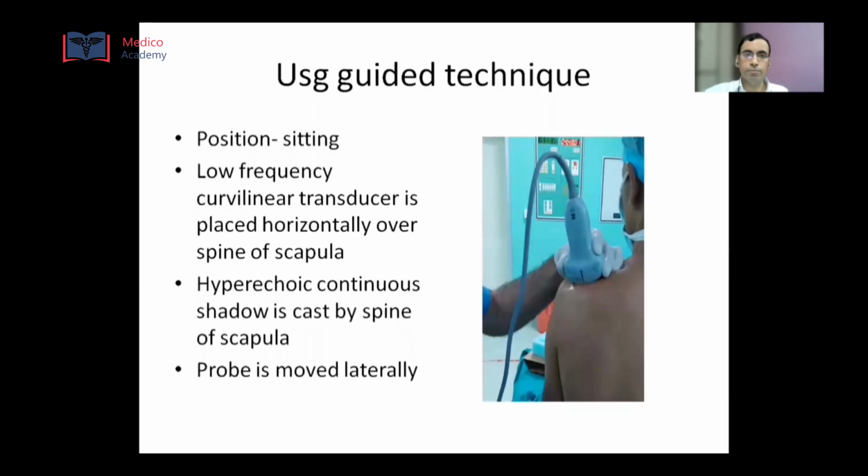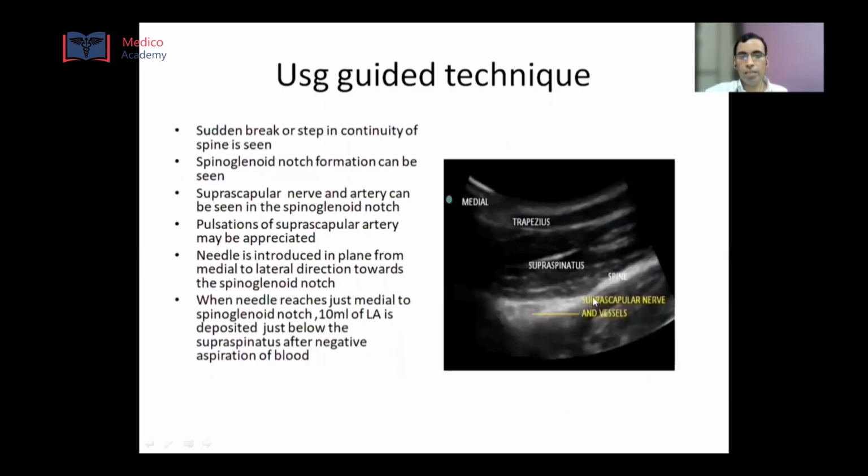of blood. For giving this block with the help of an ultrasound, the patient is again placed in sitting position. We can use either a low frequency curvilinear transducer or a high frequency linear transducer depending on the build of the patient. The transducer is kept horizontally over the spine of the scapula. A hyperechoic continuous shadow is cast by the spine of the scapula.